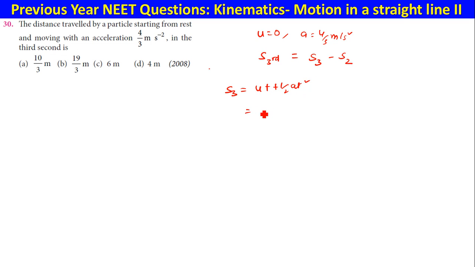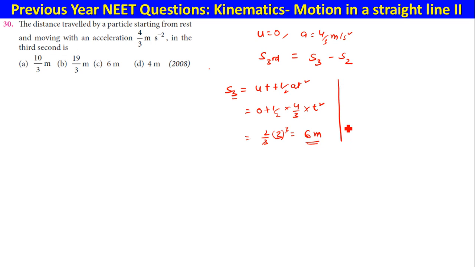u is 0, half. Acceleration is 4 by 3, and time you don't know. Let us say t square. Now that is nothing but 8 by 2 by 3 t square. Oh, time has been given here, so that is 3 seconds. 3 square. So 3 ones are 3, I mean 1 3 will be cancelled. 2 3s are 6. That is the distance traveled in 3 seconds.